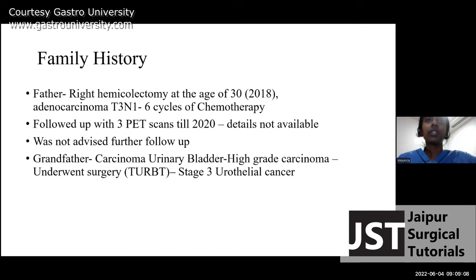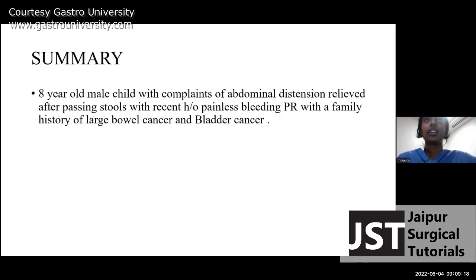His grandfather has a history of carcinoma urinary bladder. It is a high-grade carcinoma. He underwent surgery, TURBT, for stage 3 urothelial cancer. Summary: he is an 8-year-old male child with complaints of abdominal distension, relieved after passing stools, with recent history of painless bleeding PR, with a family history of large bowel cancer and bladder cancer.